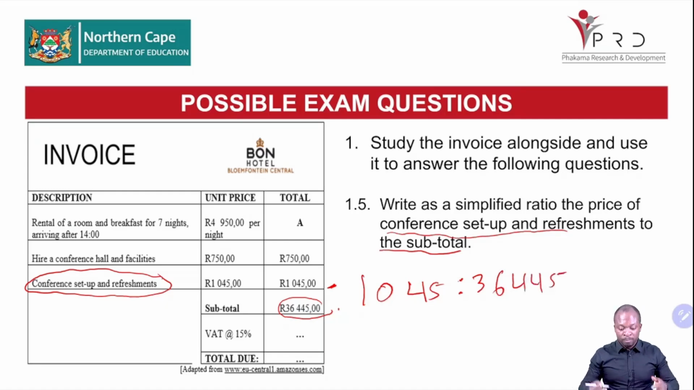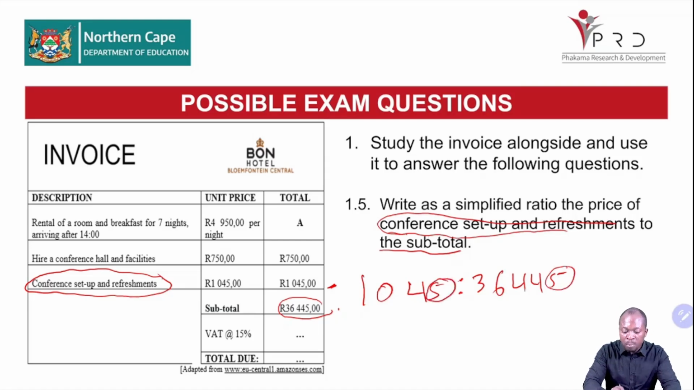Are you there with me? Even if there are 3 marks or 2 marks, the first point is to be able to write the values in the correct order. How do you write in the correct order? You write the one that was mentioned first. In our case here, they mentioned conference setup and refreshment before subtotal. So do not swap them around, whether they are big or small. That is not the point. Write them in the correct order so that you will get your marks for writing the correct values in the correct order.